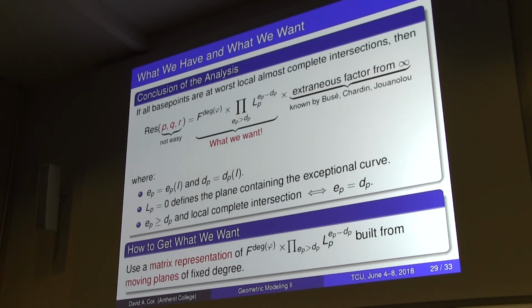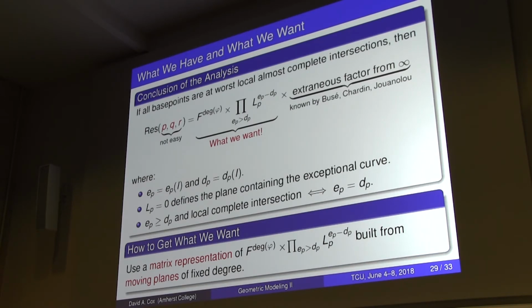And what we want is the stuff in the middle, because that's actually really nice. Remember the notation here: EP and DP are short for these multiplicities. LP is the plane that contains the exceptional curve in the rank 1 case. And just a reminder that of these two multiplicities, this one's always greater than or equal to that one, and the local complete intersection case is exactly when they're equal. So these really are the rank 1s where that's actually to a positive power. So the question is, how do we get what we want? Well, we abandon mu bases, we abandon resultants, and we just go to a matrix representation.